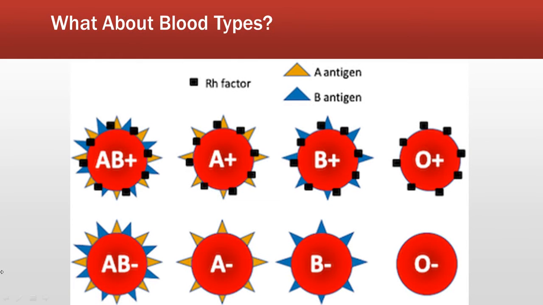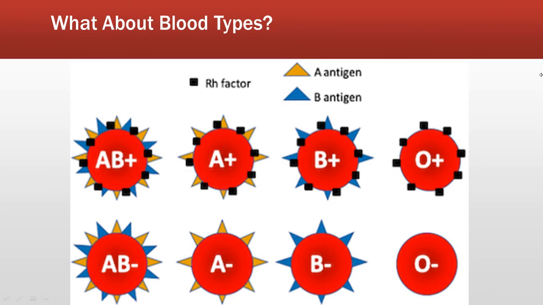What about blood types? You've heard all about this, right? Do any of you have any idea what your blood type is? It's possible. Maybe not. I know mine. I am O positive. That's the most common. It's right over here. It shows you right here.